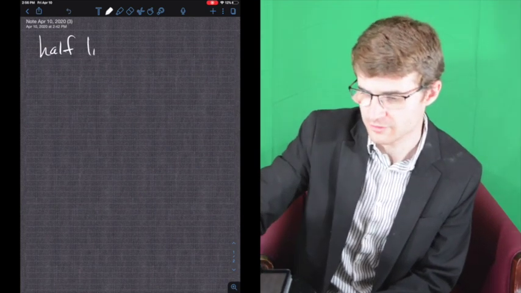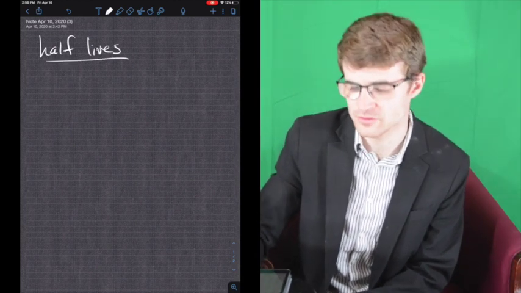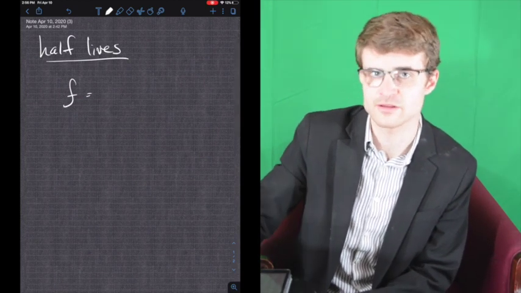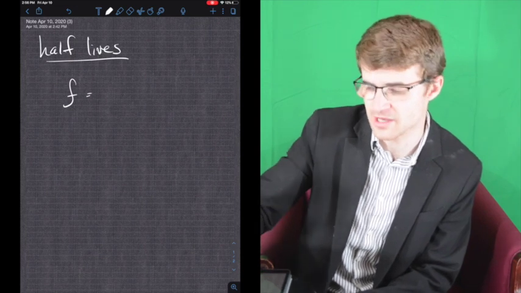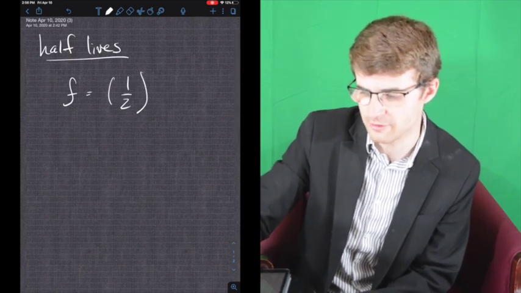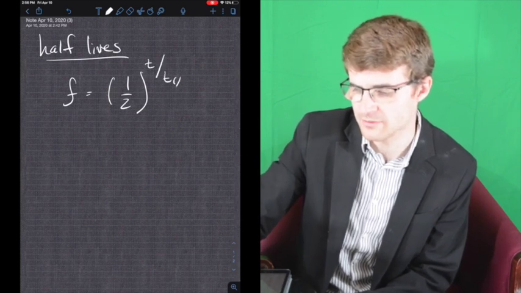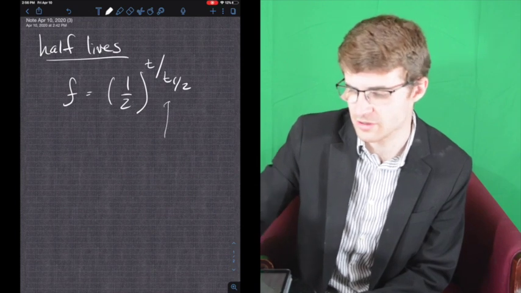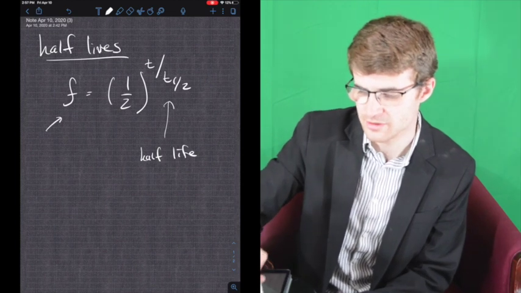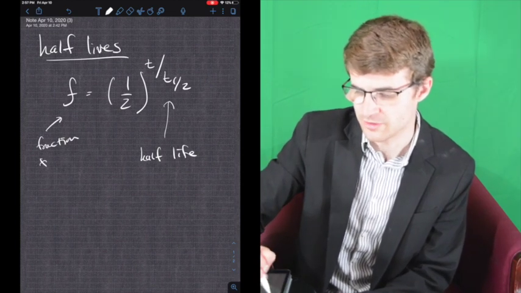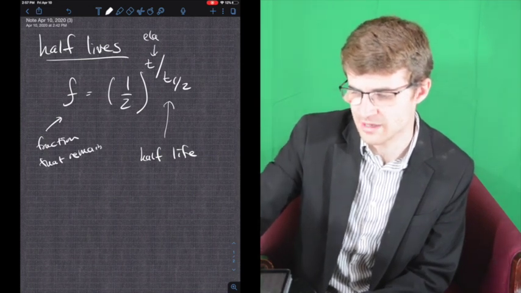So half lives. Here we go, radioactive half lives. So the formula that you're going to see the most often is this one, and that is that the fraction of the substance which remains radioactive after some time is equal to (1/2) raised to the t divided by the half-life. So this here is the half-life of the substance in question. This is the fraction that remains of that radioactive material, and t is the elapsed time.